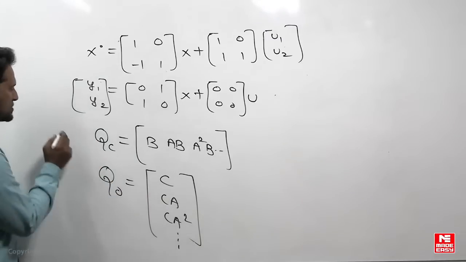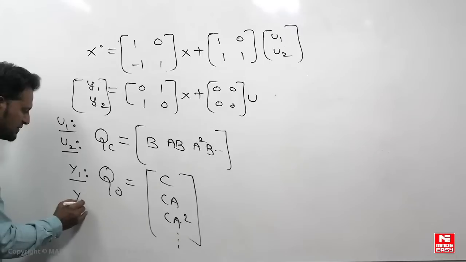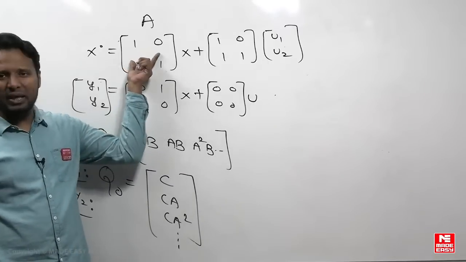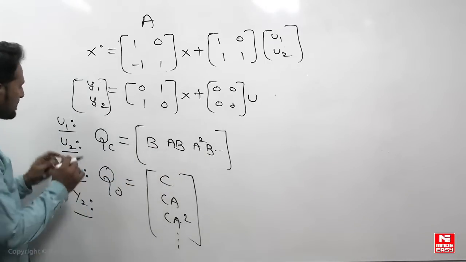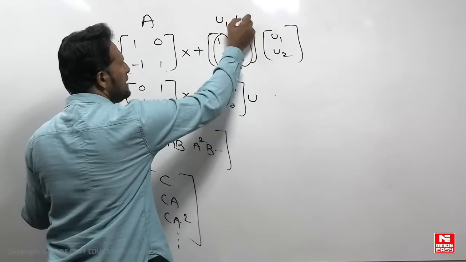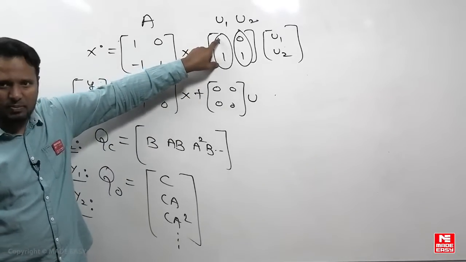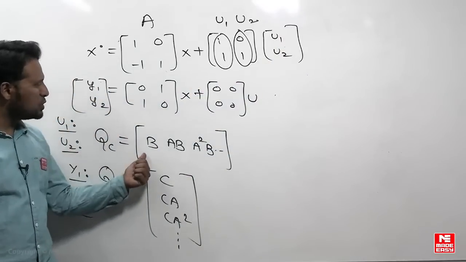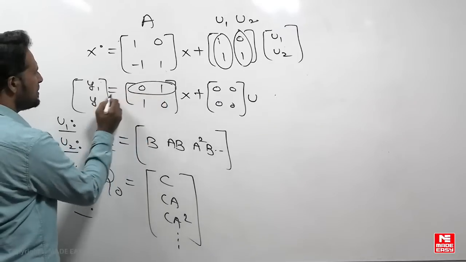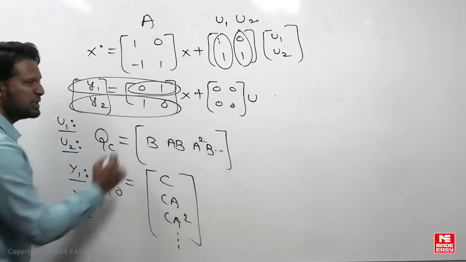Listen please. You have to check controllability with respect to U1 separately and with respect to U2 separately. You have to check observability with respect to Y1 separately and with respect to Y2 separately. See, the A matrix is the same. But the B matrix used with respect to U1 will be only this column, not the entire matrix, and for U2 only this column. To check observability with respect to Y1, the C matrix will be only this row, and with respect to Y2, only this row.